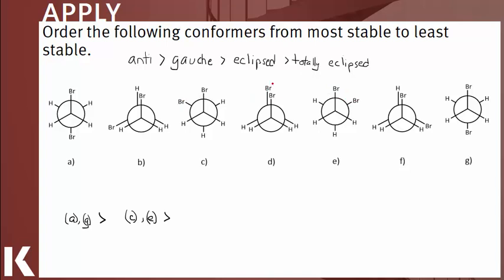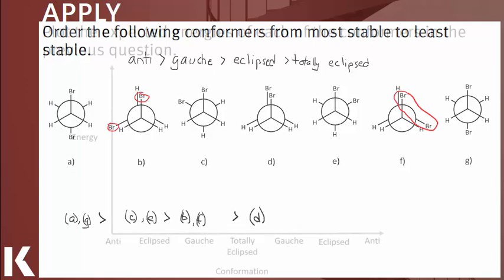B, D, and F are the least stable, but again, the stability is on a spectrum. Notice that D not only has overlapping groups, but the two largest groups are the ones overlapping. This is the least stable of the set and is called totally eclipsed. B and F are slightly more stable because the largest groups are not directly overlapping. While it may be less stable than the Newman projections without any overlap, it's certainly more stable than D. This is called eclipsed.